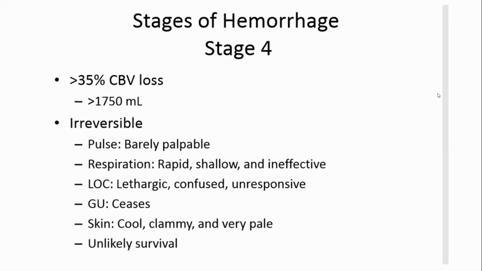And when the patient is in the last stage of hemorrhage, stage 4, it means the patient has lost almost 2 liters of blood, and more than 35% of the total circulating blood volume is lost. The patient is in the irreversible stage. The patient has a poor outcome, and likely has less chance of survival, because he or she is already in the irreversible stage, and the patient has a barely palpable pulse and respiration.